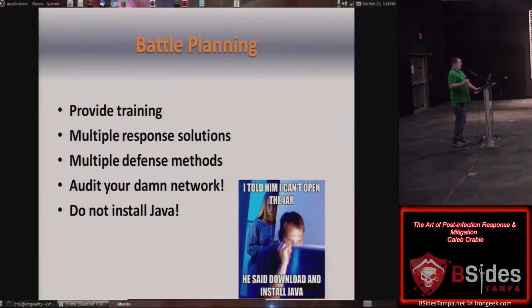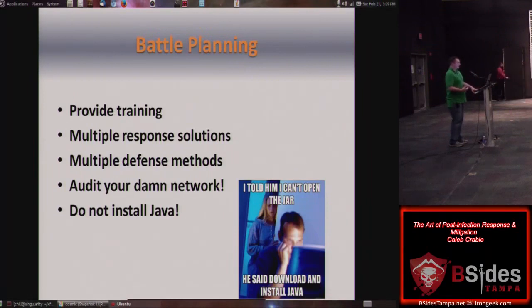So, provide training for your IT staff, or at least some member of your organization that has security know-how in some way. It's very important. Have multiple response solutions set up. So, have someone trained. Have someone that's been exposed. Have a plan. I'm not talking about highly complex stuff here. Just the fact that people don't think about this stuff is the worrying part.